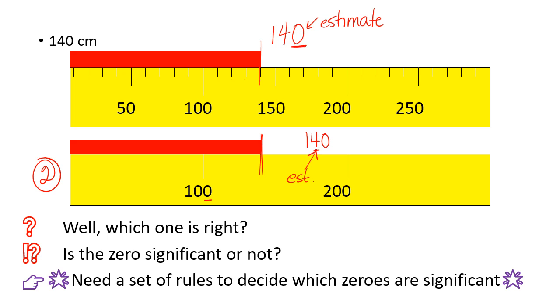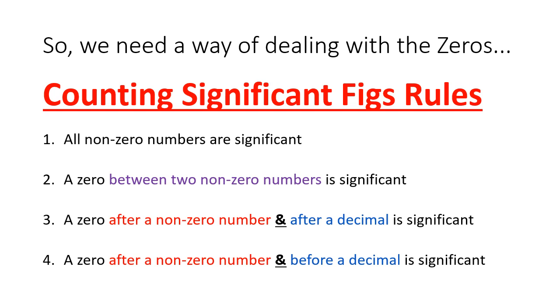Well, which one is right? How do we know if zeros are significant or not? Remember, anything you estimate is significant. So what we need is a set of rules to decide which zeros are significant, and then we can apply them to this situation. And here they are, our rules for dealing with zeros, basically. But let's look at them.